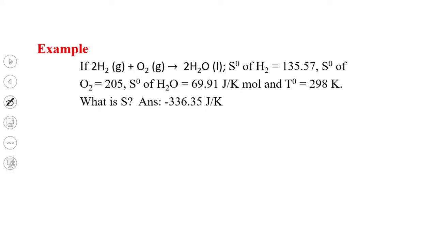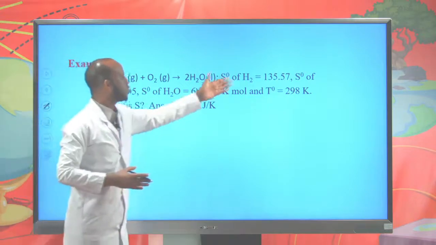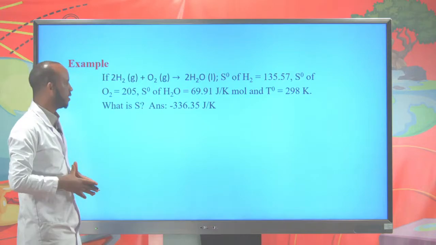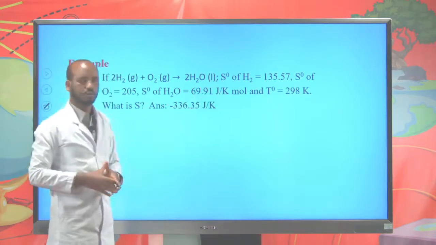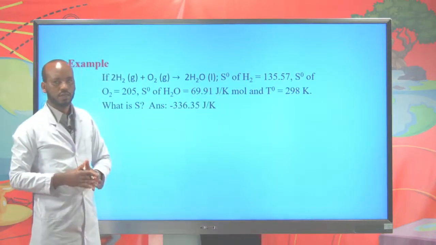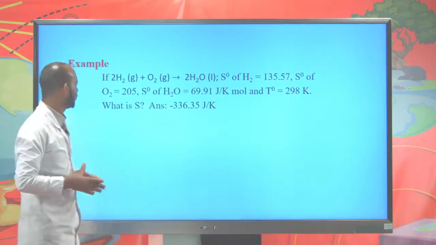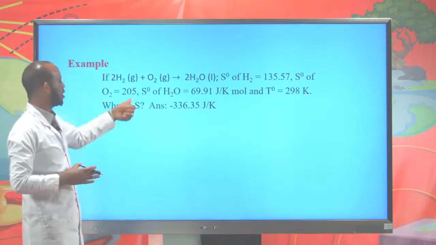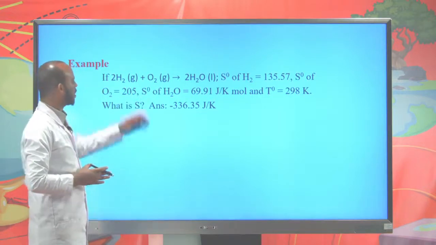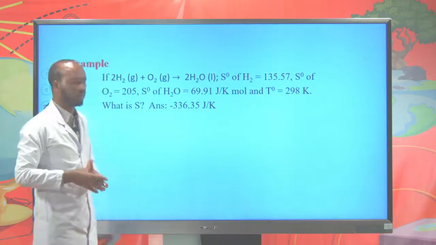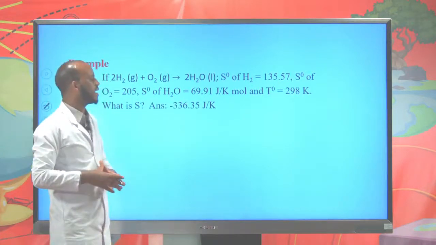For example, hydrogen gas reacts with oxygen gas to form water. Molar entropy of hydrogen is 135.57 joule per Kelvin mole. Note that the SI unit of entropy is joule per Kelvin. Molar entropy of oxygen is 205 joule per Kelvin mole. Molar entropy of water is 69.91 joule per Kelvin mole. And temperature is 298 Kelvin.